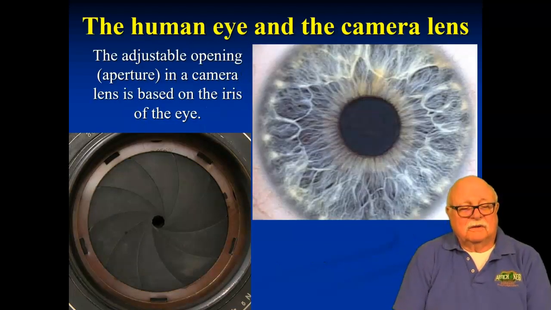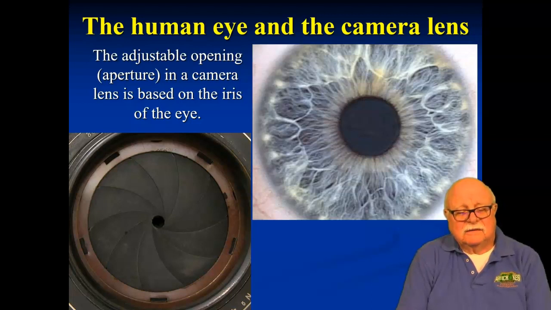The aperture is based on the human eye iris. It opens and closes depending on the amount of light in the environment that you are capturing your image at. Your iris opens and closes. Here's an example of an iris or an aperture in a lens. You can see that it has little leaves of metal and it opens and closes so that you can adjust the amount of light coming through the lens.